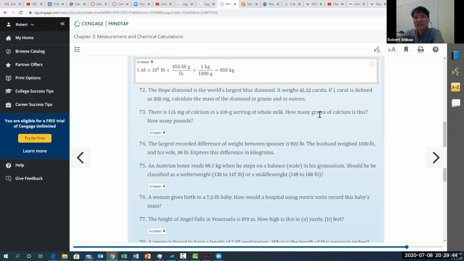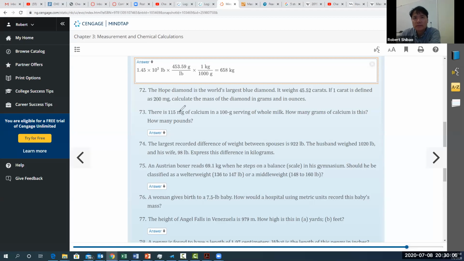How many grams of calcium is that? Well, this one, actually, I don't have to do it quite yet. I was hoping this one would be a more advanced problem, but it turns out it isn't.